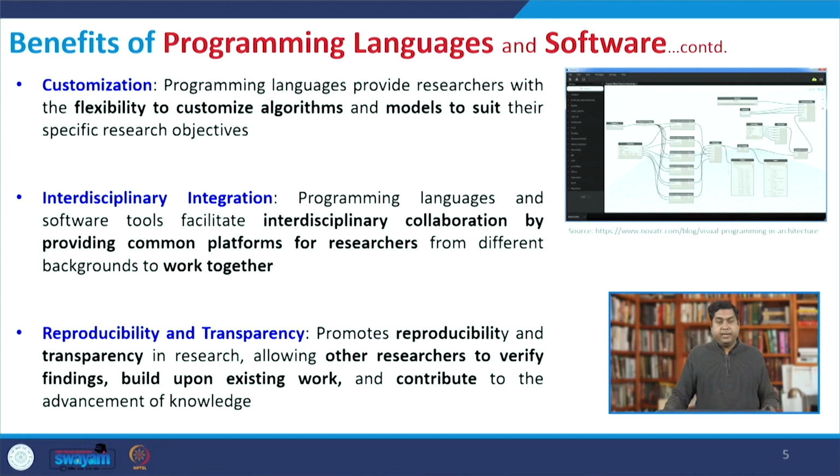Now, customization, already I have mentioned that the programming languages provide researcher with flexibility to customize algorithms. You can use the libraries and then you can customize it based on your need, and also you can customize the models to suit the researcher specific research objective. So, in this particular case, if your objective is to do something, you find that some sort of library can be best suited for your case, you start with that, you use that library and then customize the algorithm, and then you can use it for your research purpose.